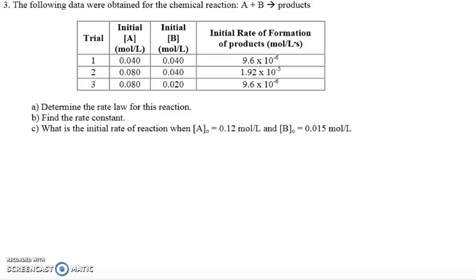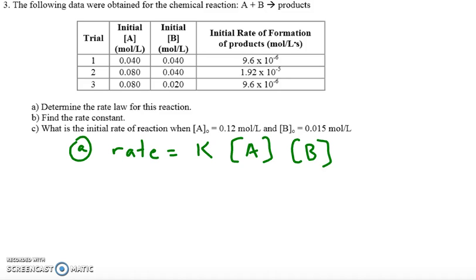Number 1, we're going to determine the rate law for this reaction. We're going to then find the rate constant, and then we're going to figure out the initial rate of reaction when we have a new set of conditions. So we're going to start off this problem the same way, right? What have we been doing? We've been starting by writing the generic rate law expression. The rate is equal to K, we still have our reactants, the concentration of A times the concentration of B. That part's the same. We just need to figure out what those exponents are going to be before we move on and finalize that rate law expression.